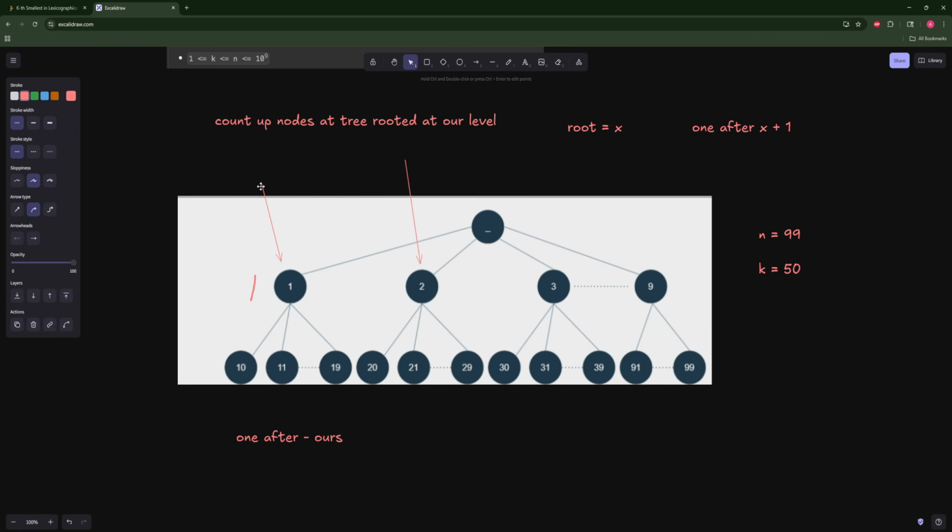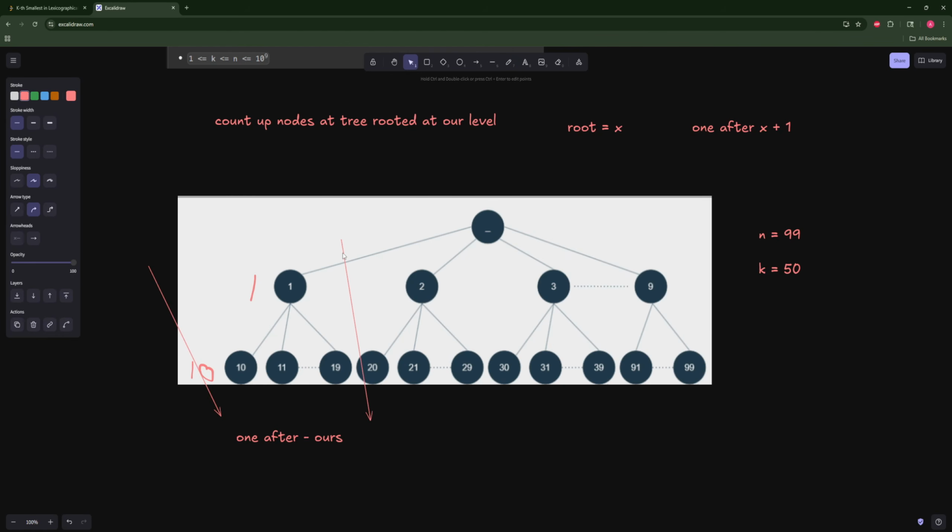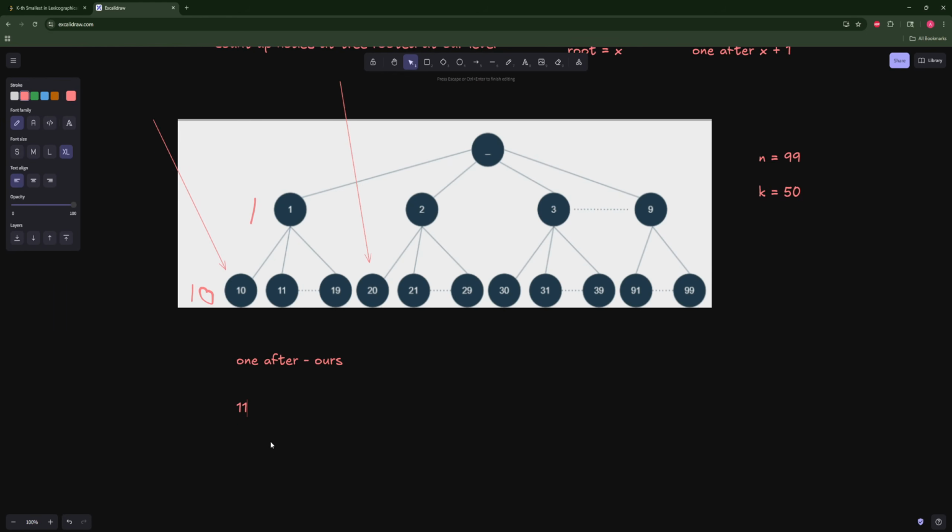Then you would go down to the next, and you would check in both of them, are we still less than 99? Yes. So we'd go down to this one and go down here, and then we say how many are at this level. It's 20 minus 10, so there's 10. Then we'd go down again, and that would make it 100 and 200, and we say we're out of bounds, so we're done. So essentially, at the tree rooted at 1, there are 11 nodes. So we can write that down.